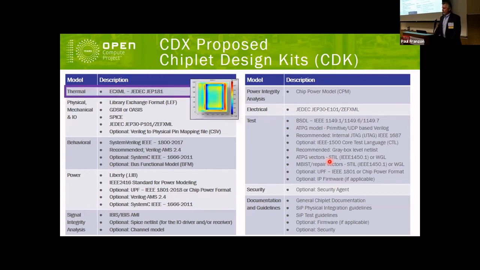So the first model we will review is the thermal model. ECXML is a JEDEC standard used to model a 3D description of a chip, or a chiplet in this case, the material thermal properties, as well as the physical power maps. This model is used by thermal simulators for use in system and package level thermal analysis.